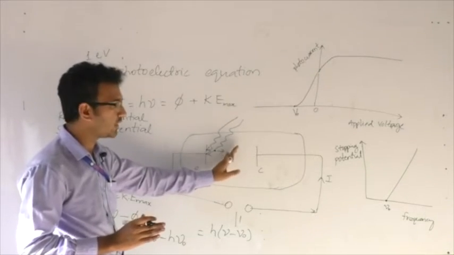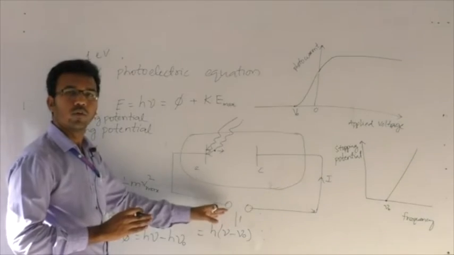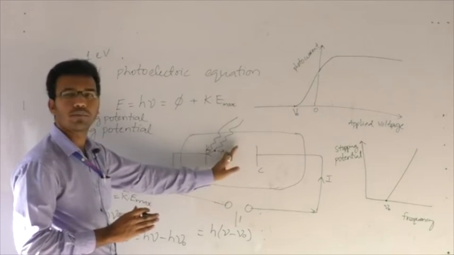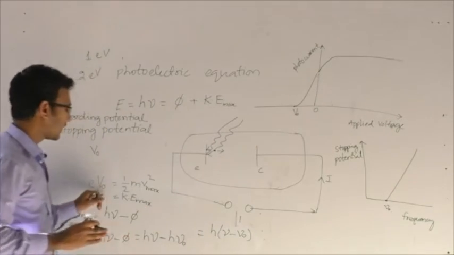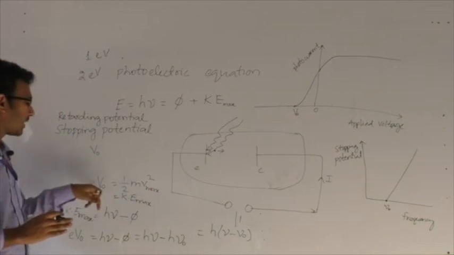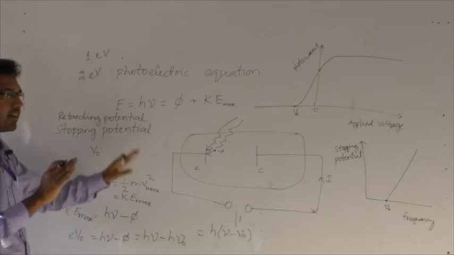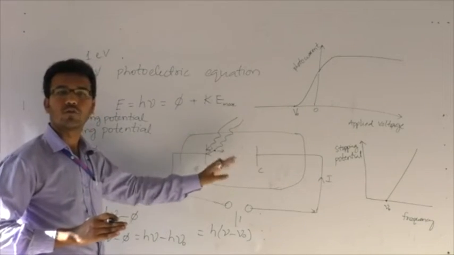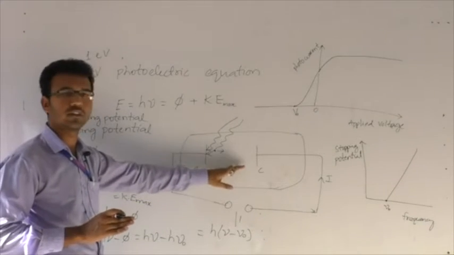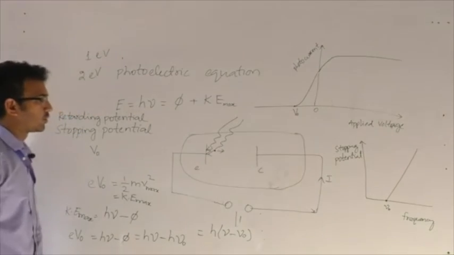And when will you do this? When you apply a potential which is sufficient enough to stop the most energetic electron. eV0 is half m v max square. When you apply this potential, the electrons are guaranteed that they will not reach the other end, so that they cannot form the complete circuit and the current in the circuit will be zero. So this is how it goes.